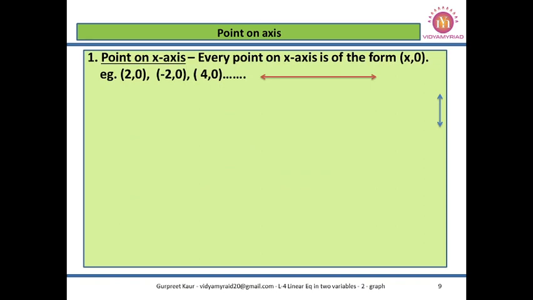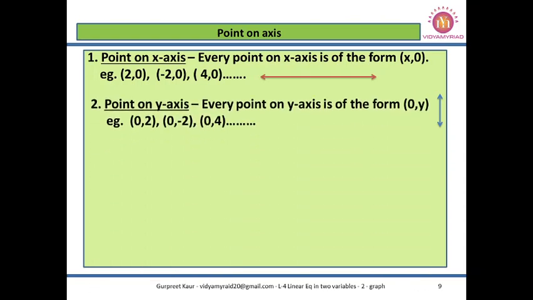Now let's see points on the axis. Please remember this is very important. A point on the x-axis means every point on the x-axis will be in the form of (x, 0). Now what is 0? 0 is representing your y. First one is x, second one is y. So if you want to write it in points form, it can be (2, 0), (-2, 0) or (4, 0). That means y will be 0 here. If you see, I have drawn a line, and the points will be on the x-axis. So 2, -2, 4: these are the points on the x-axis.